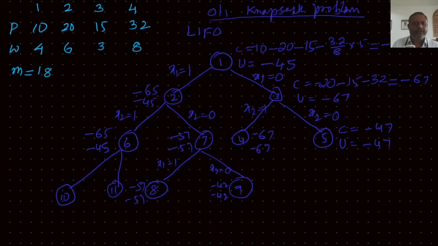Okay. Then what is its value? So this is minus 65. This is minus 45. So this is x3 equal to 0 or 1. x3 equal to 0. So if 1, 2 and 4 are used, it is 30 plus 32. So that makes minus 62. This is minus 62, and that continues.